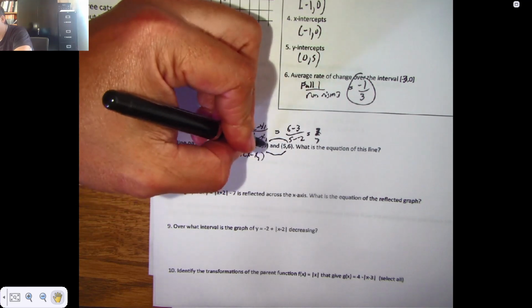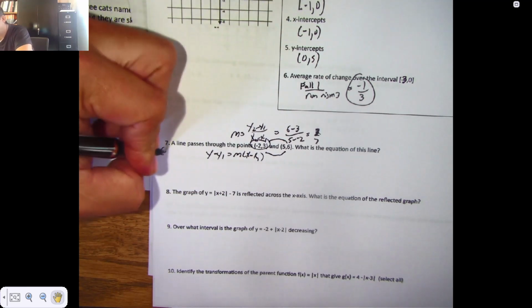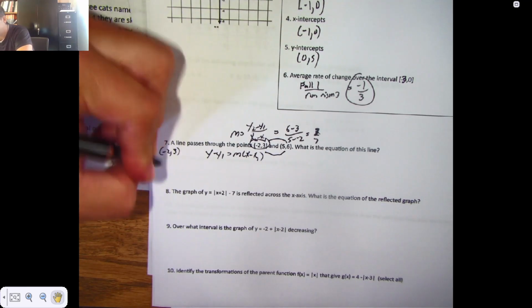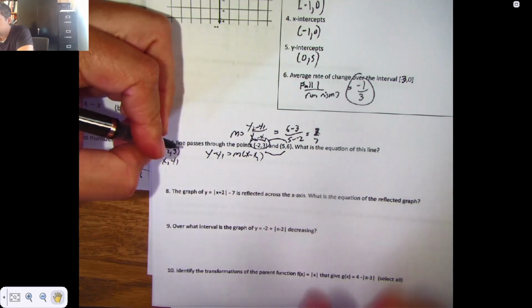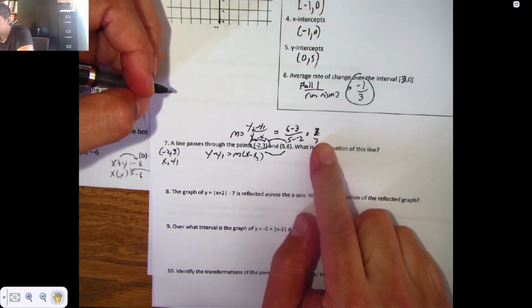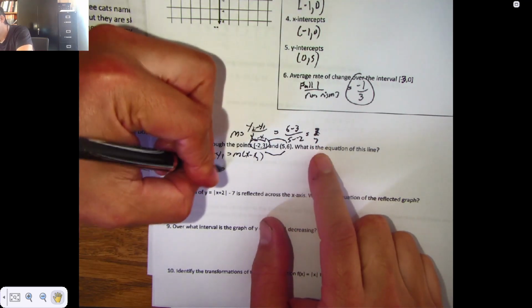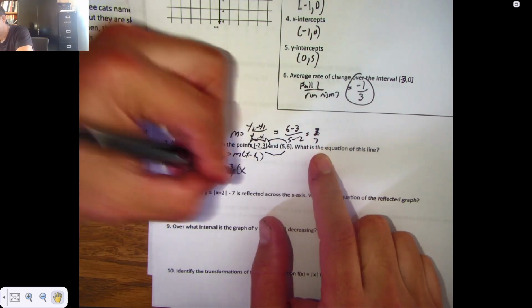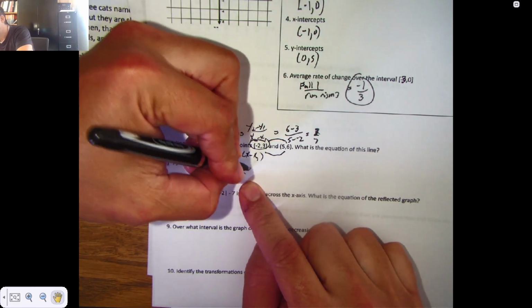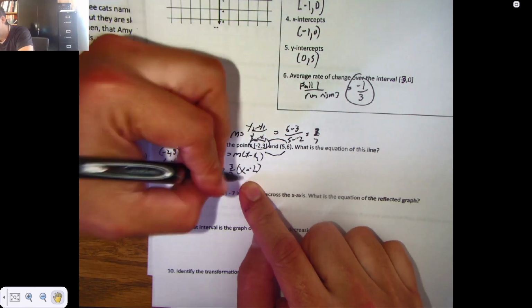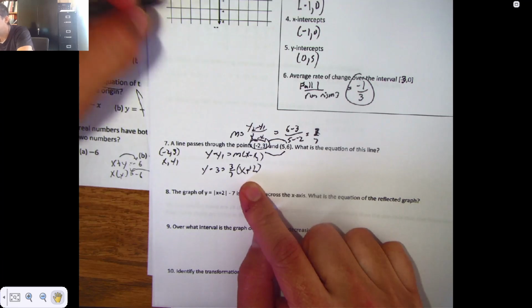And I'm going to use, for no good reason, this point to get my x1 and y1. So there's x1, there's y1, and there's my slope, 3 over 7, assuming I did everything right. So y minus 3 equals 3/7 of x minus a negative 2. And taking away a negative 2 has been adding forever, and it always will be.